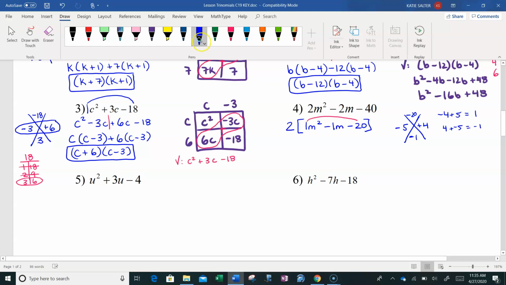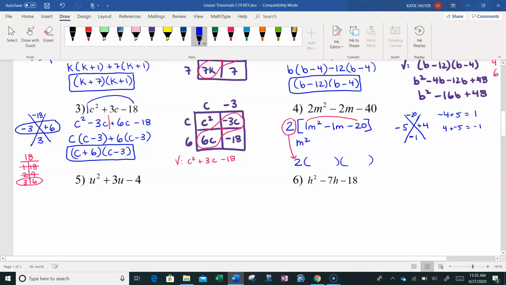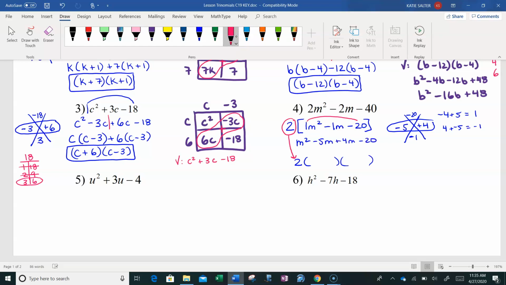All right. One of the things that students will do is they'll forget about this 2 right here. So what I'm going to do is circle it, and I'm going to bring it down here so don't forget that that 2 needs to be floating in front. So when I'm completely done with this, that 2 should be in front of our parentheses. All right, so in the middle, we got to do our grouping. So we have 1m squared. We're going to use our 2 numbers over here, minus 5m plus 4m minus 20. And then we're going to draw our line.